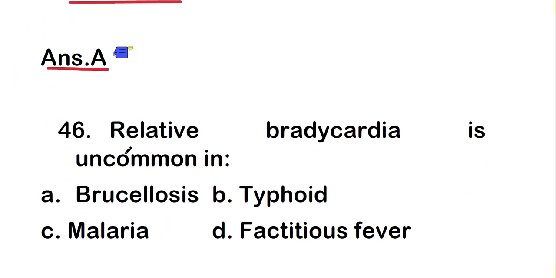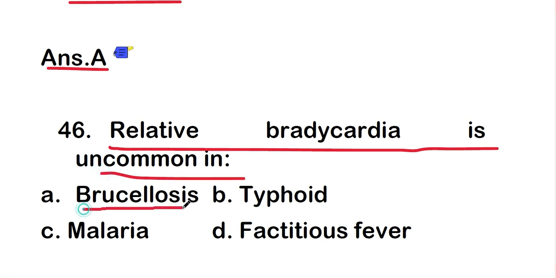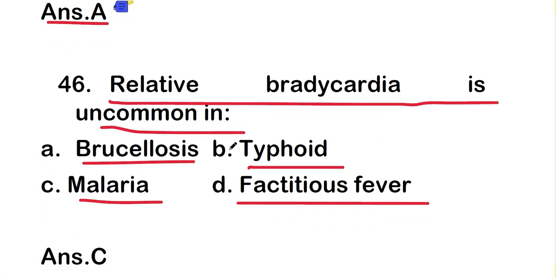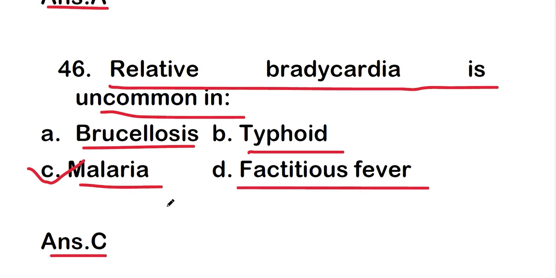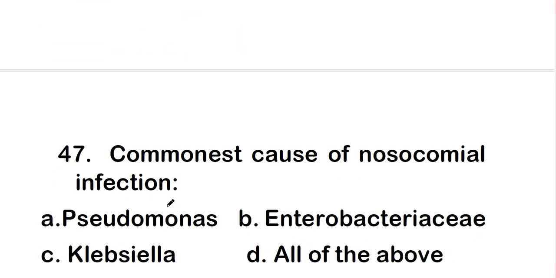It is, relative bradycardia is uncommon in brucellosis, typhoid, malaria or factitious fever, and the right answer is option C, it is malaria. So relative bradycardia is uncommon in malaria. Okay, so next question, let's see.